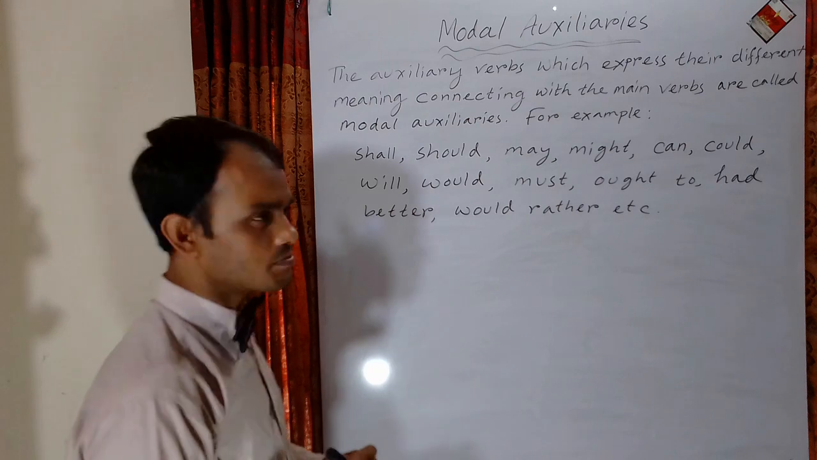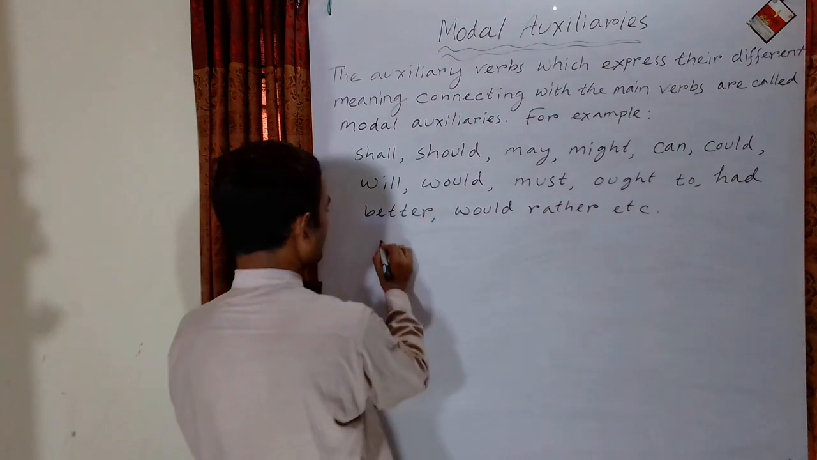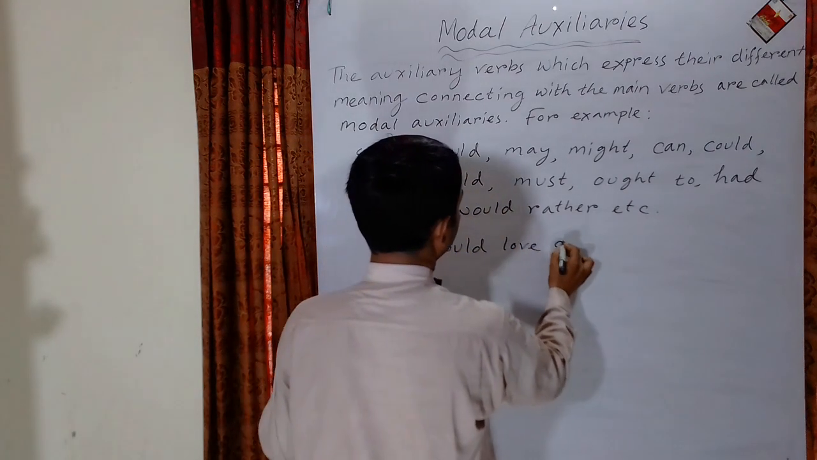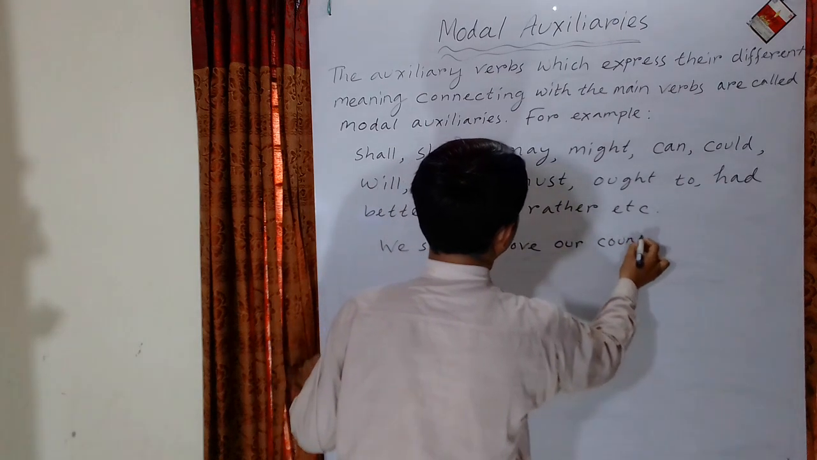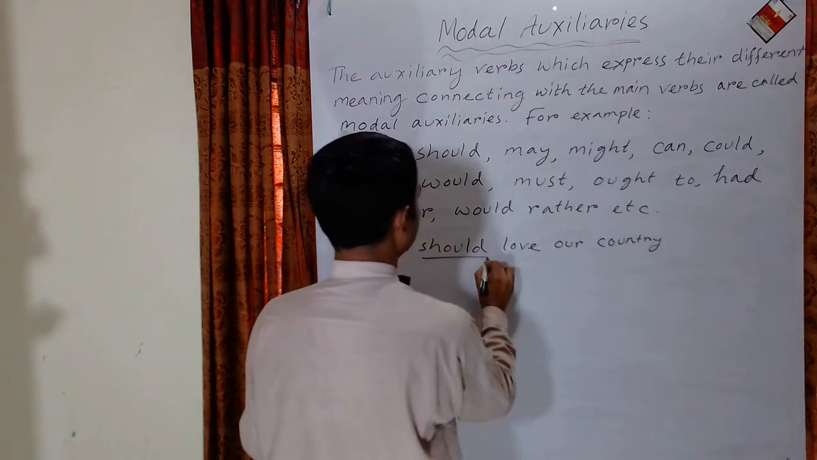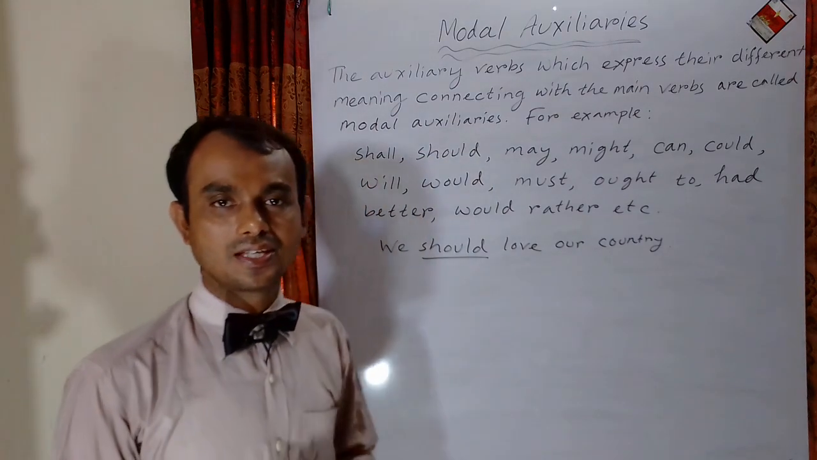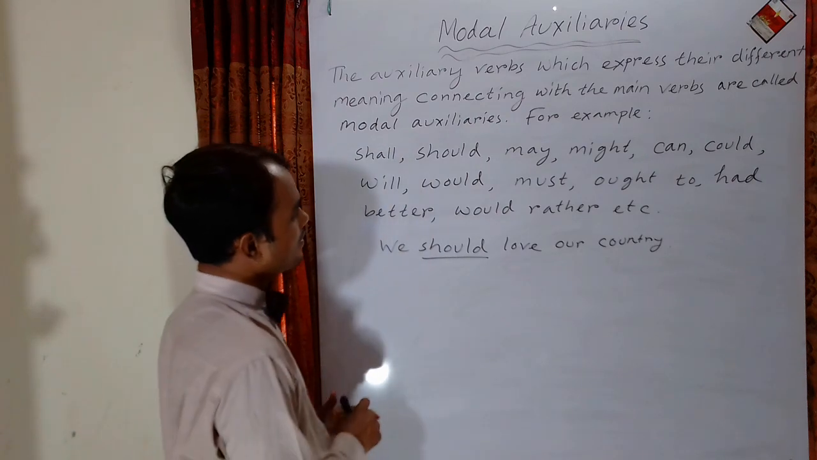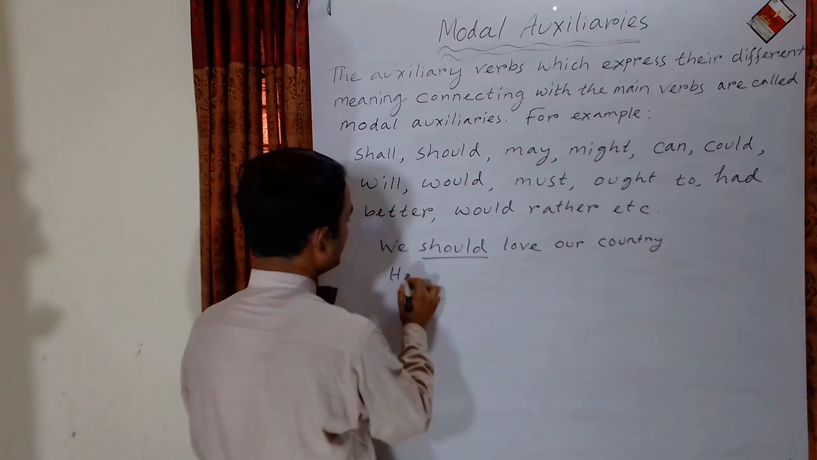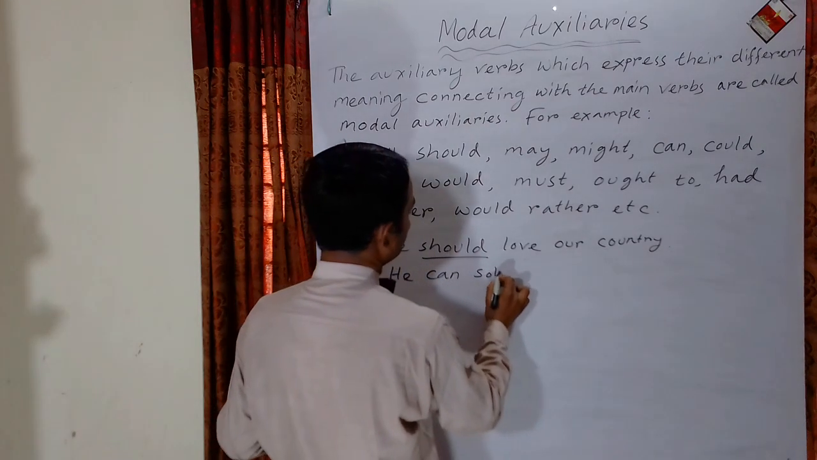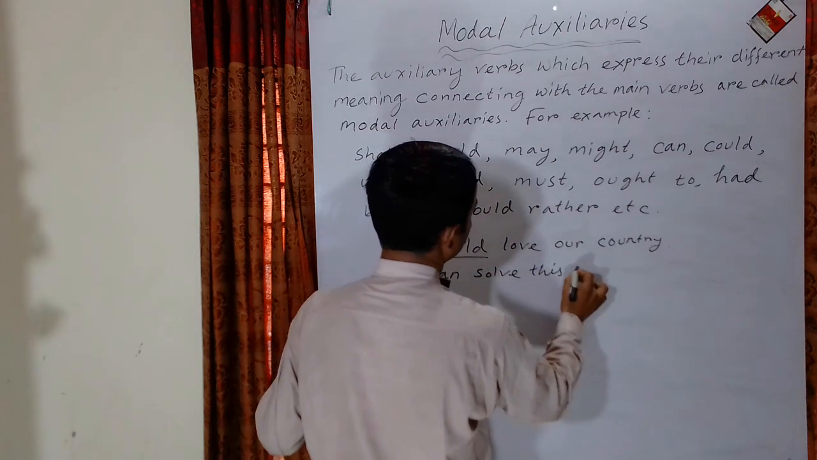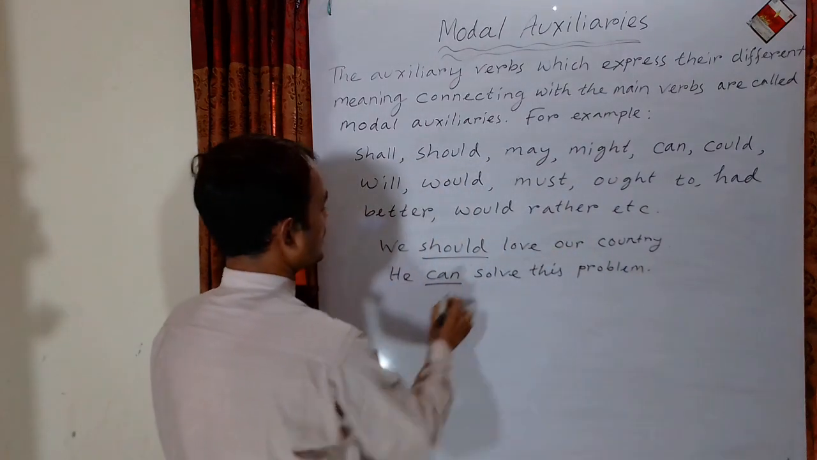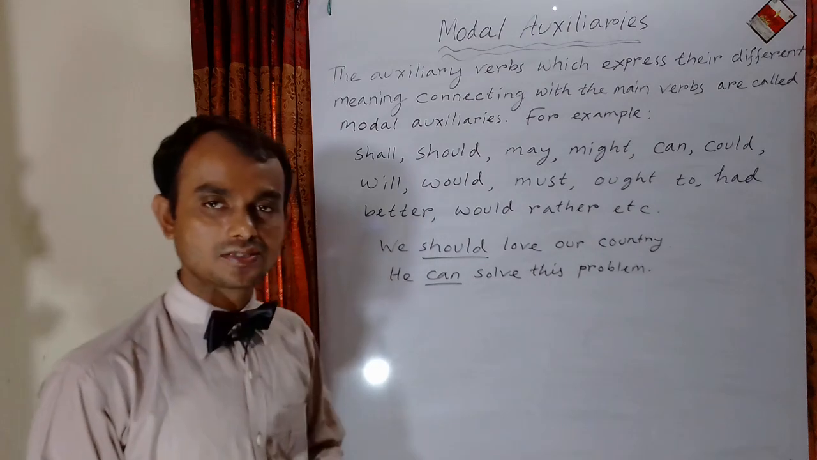Okay, for example, with sentence, we should love our country. Here the word should is a modal auxiliary verb. Okay, he can solve this problem. Here the verb can is a modal auxiliary.